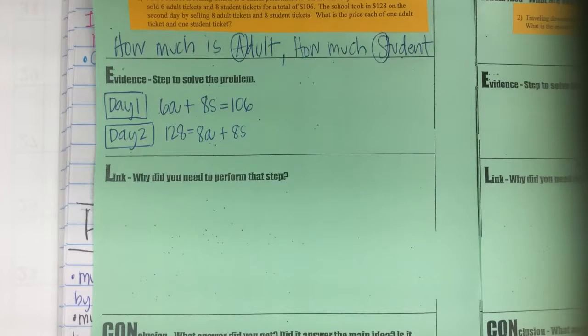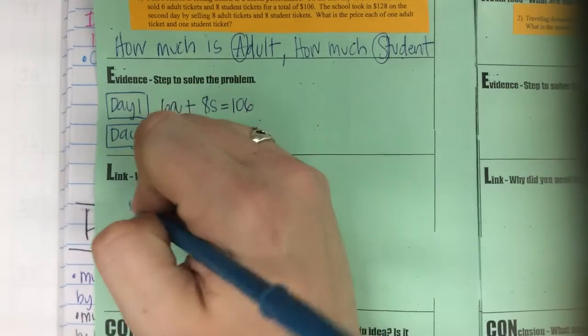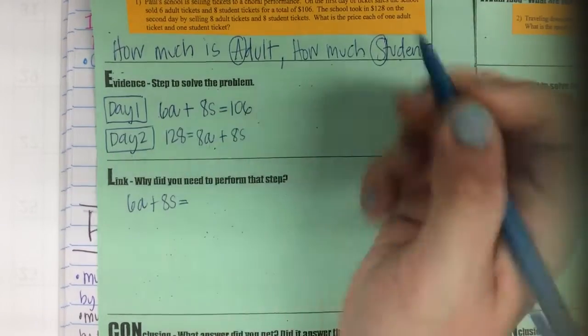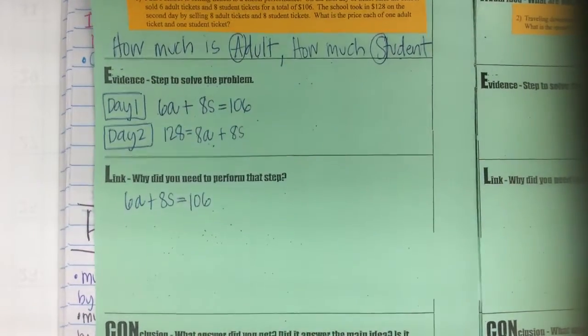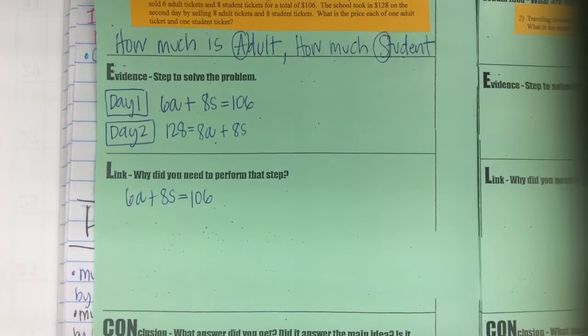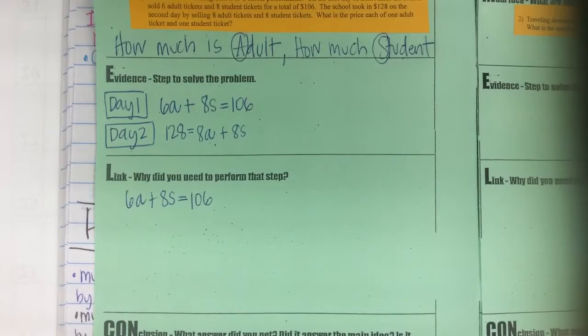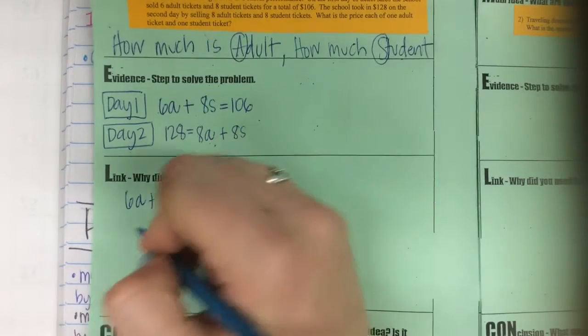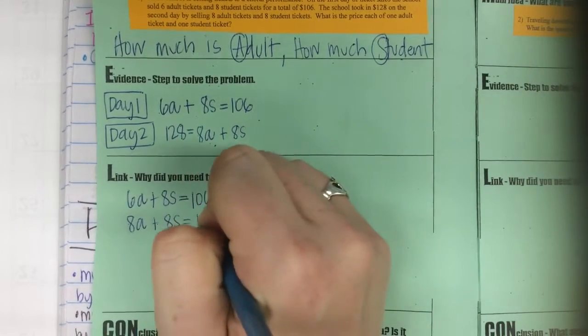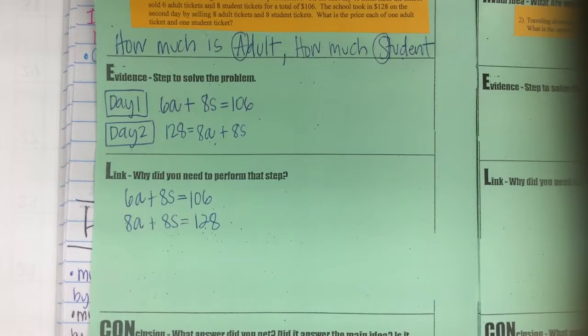If you line up the equations so that the variables are vertically next to each other, then you can solve through elimination. I can rewrite it, and you should rewrite it, so the like terms are lined up. So instead of 128 equals 8a plus 8s, I'm going to flip that around and put 8a plus 8s equals 128. That's still the same problem. I'm starting to see that we can do elimination here.